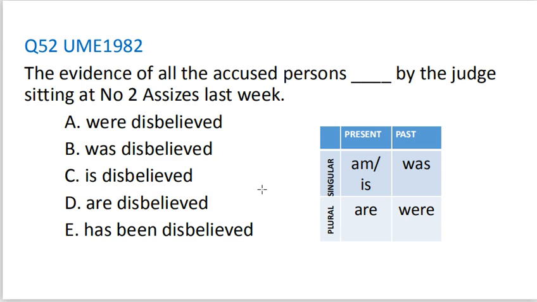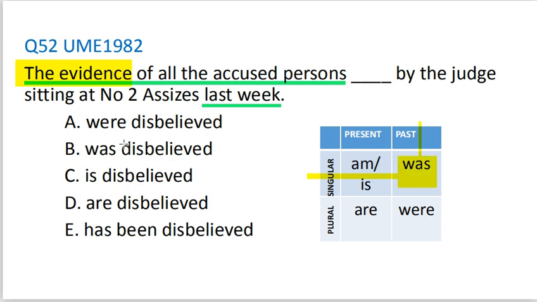First of all, let's look at the last two words in the question. Last week. That shows that the sentence is in past tense. Now let's come to the subject of the sentence. The evidence of all the accused persons. Although the persons are in plural, the evidence is singular. That means we are looking for the verb of singular past, and that is was. Let's check the table. Singular past, was. So the correct option is option B, was disbelieved. The evidence of all the accused persons was disbelieved by the judge sitting at number 2 as it is last week. Let's move to the next question.